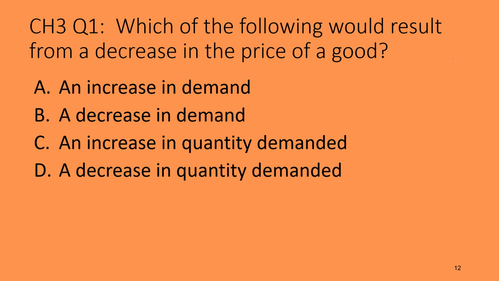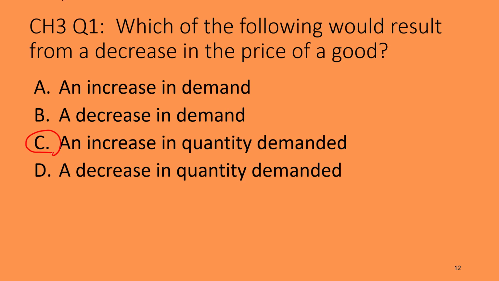So again, what would result from a decrease in the price of a good? Well, if it's the current price of the good itself that's going down, right, that means that you're going to be buying more, so that's an increase in quantity demanded. So C would be the answer you'd be looking for there. Right, again, a change in quantity demanded is caused by a change in the price of the good itself, and if it's a decrease in the price of the good itself, that would be an increase in quantity demanded. So we know what changes quantity demanded, that is a change in the price of the good.